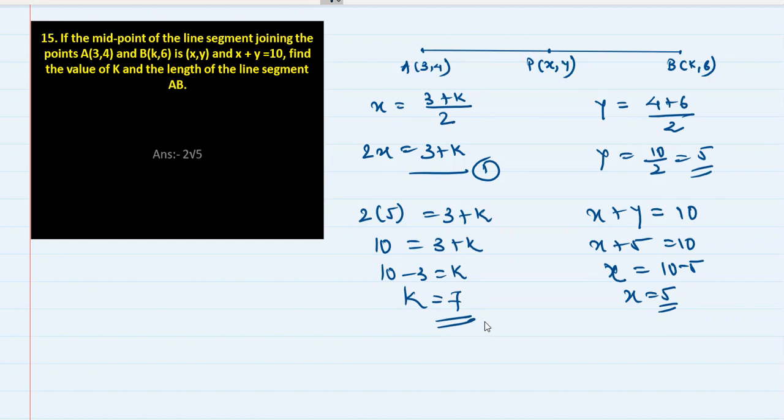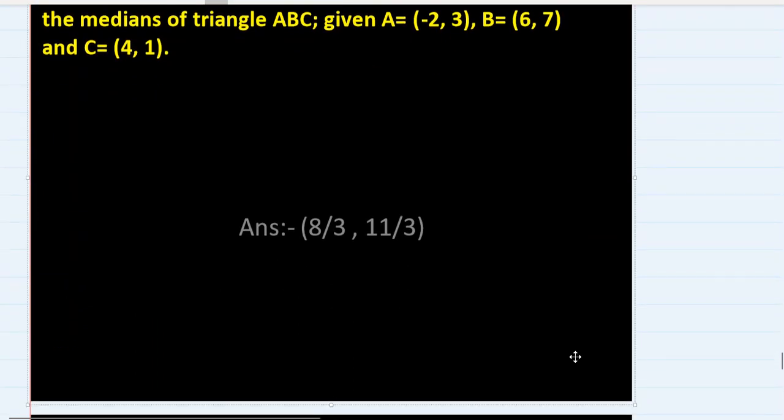Now, after finding K, you have to find the length of AB. So K is the x value of x2. Over here, 7 will come. So we know the coordinates of A and B. Now we can easily find the length of AB by using the distance formula. So please do that. Pause the video and find the length of AB, which is 2 root 5, but please find it yourself. All right, so it's done. Let's move on to the next question.